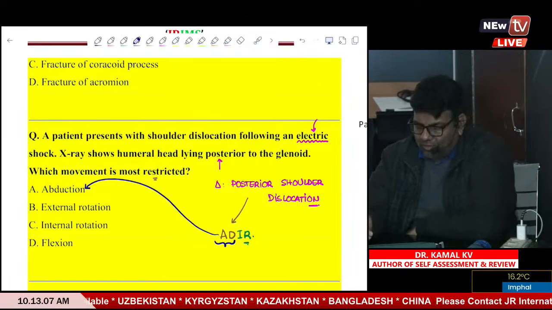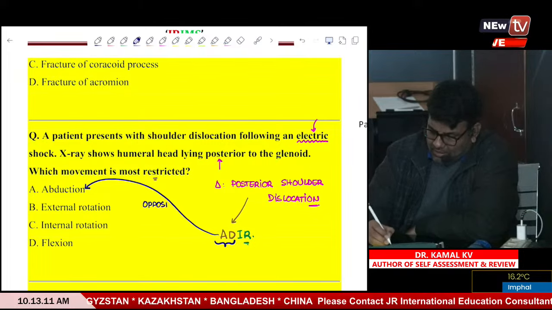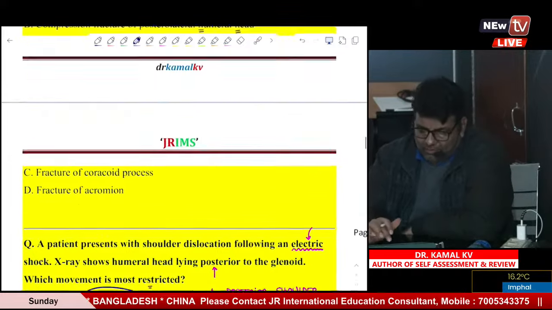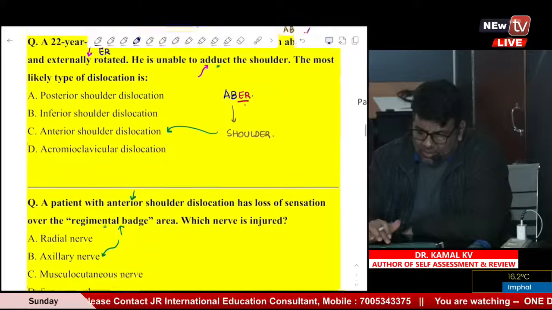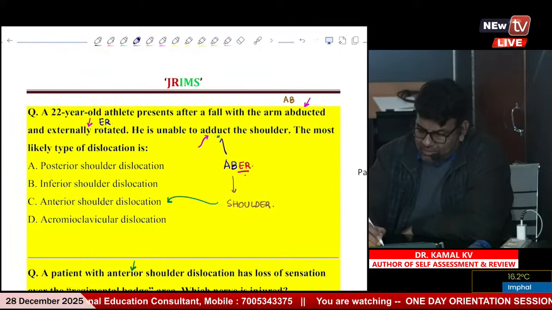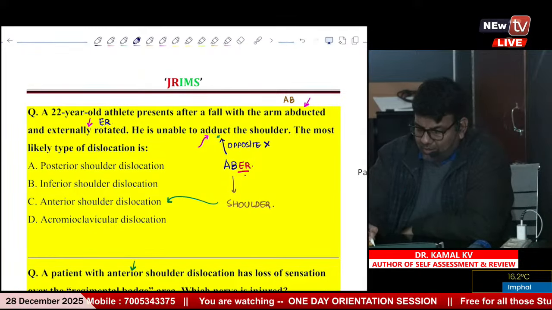Clear? So this is how you will associate. This is opposite, so the opposite is not possible. And we discussed in the first question also, the patient is unable to adduct. So again this is the opposite, right? So the opposite movement is not possible.